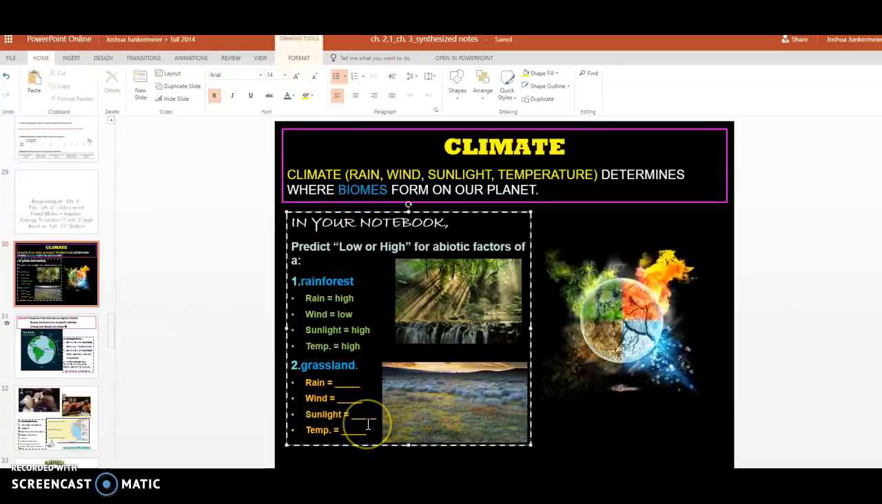Now on you, I want you to do this on your own. So for slide 30, you would write 2, grassland. And you say, what do you think would be the case for these ones? Do you think it would be high levels of rain or low? Just based on the picture. So look at the picture of a grassland and decide, do they get low or high levels of rain? Do you think it's low or high levels of wind? Low or high levels of sunlight? And low or high levels of temperature? So based on this picture, what do you think? It's low or high levels for each of these abiotic variables that determine the climate of grassland.